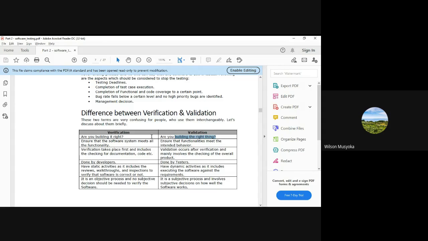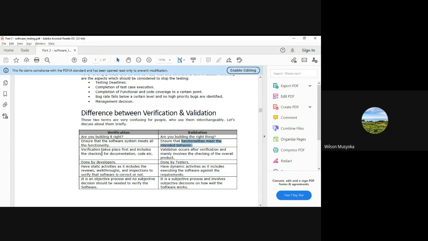So when you are trying to check whether you have the right requirements, that is actually a process of validation. When you are testing whether you have done the system right or whether the system has errors, that is a process of verification. So that is why we say verification is that process which ensures that the software system is meeting the required functionality. On the other hand, when you are checking whether the functionalities are meeting the required behavior, then that is validation. And here, the validation will be done either by the project manager or by the user, depending on the software development methodology that you are using.